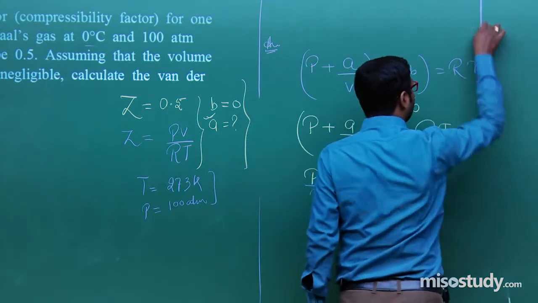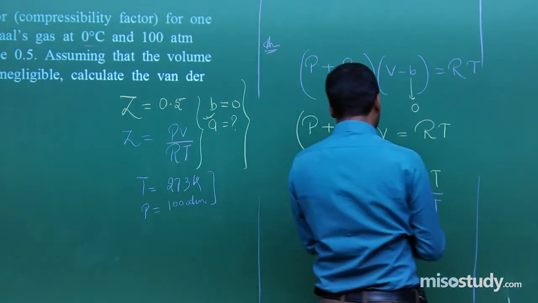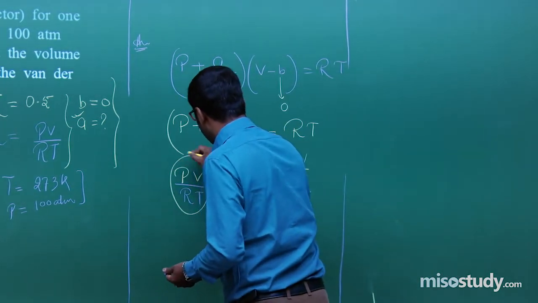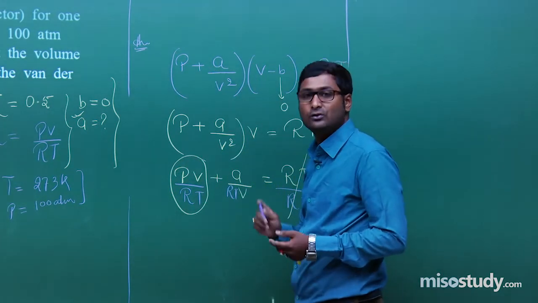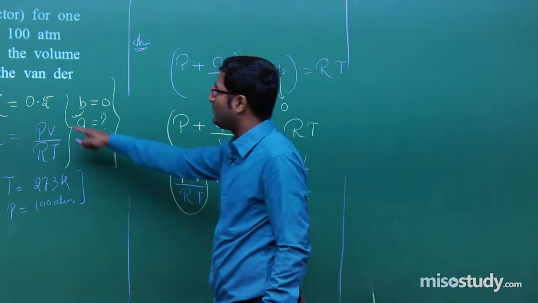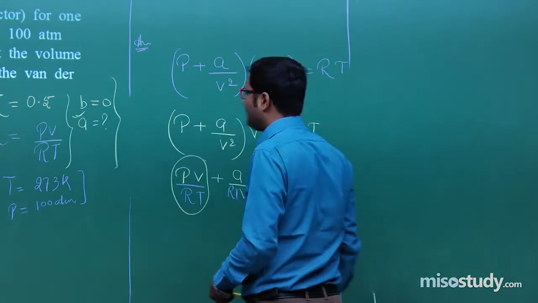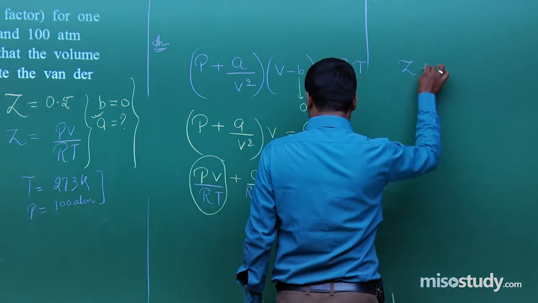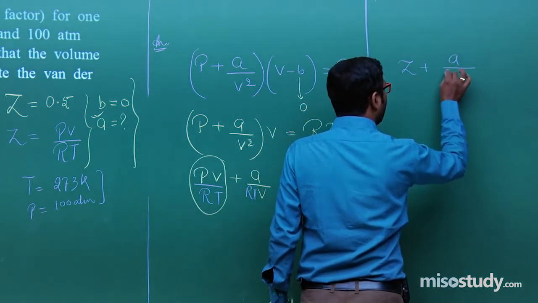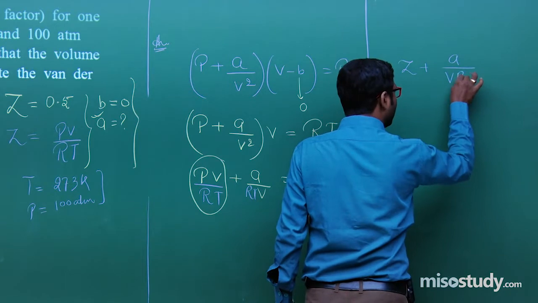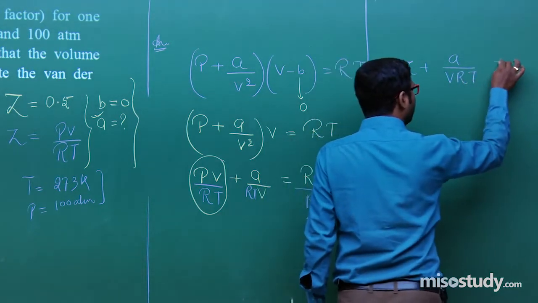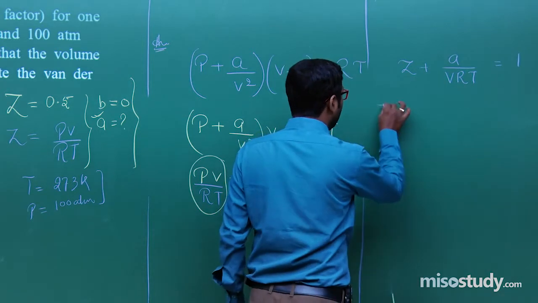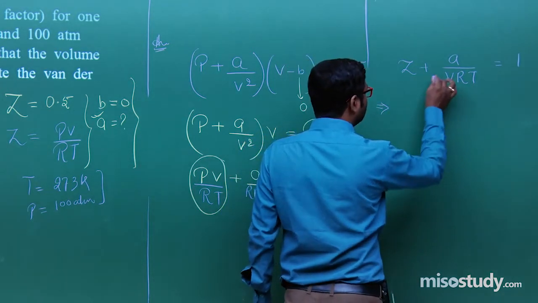Now, I am moving here, friend, check it out. This will cancel this one, and we know PV upon RT is equal to Z, and the value of Z is equal to 0.5. So, I am moving here, check it out, put here Z plus A upon RTV, or we can write like this, A upon VRT is equal to 1. Clear, friend? Now, what will happen?